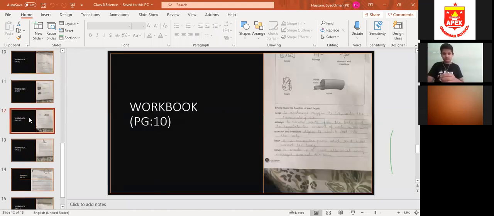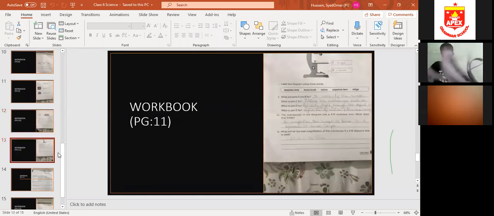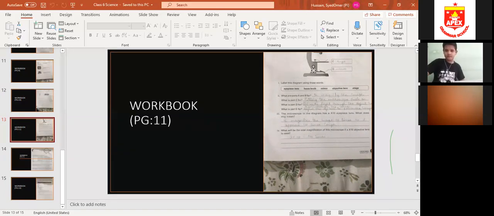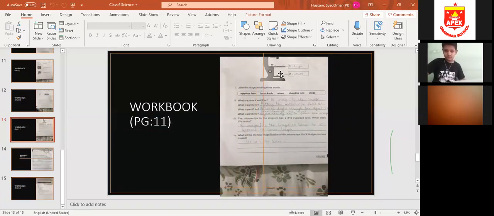How many pages have we done? We have done this page now. Now we have to start from page number 11. So, open page number 11. This one.